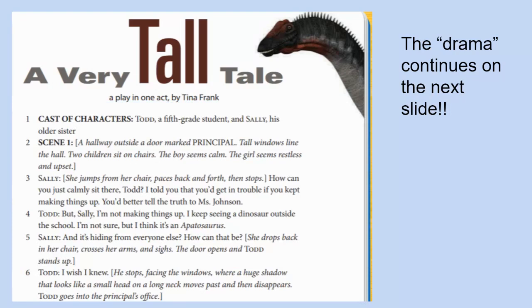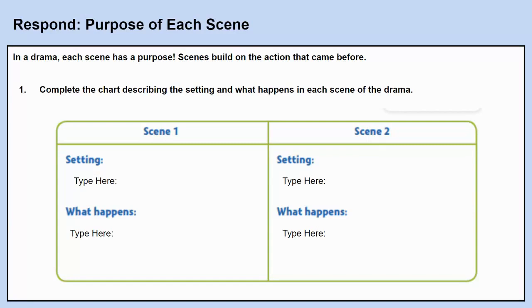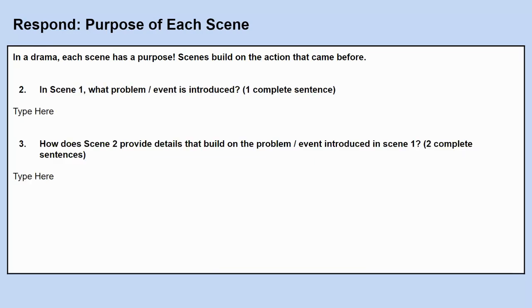Today you're going to be revisiting a drama that we read earlier in the year called A Very Tall Tale, a play in one act. You're going to be reading through this play, this drama. You're going to be answering some questions about its structure. How many acts are in the drama? How many scenes? And who are the characters? Then you're going to be taking a look at scene 1 and scene 2 more closely. You're going to be describing the setting and what happens in each scene. This is going to help us understand how scene 2 is developing the events from scene 1.